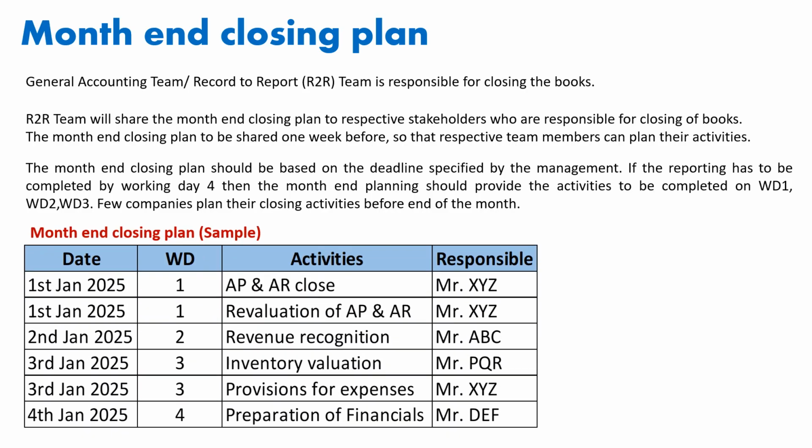Now let's take an example of how the month-end closing plan looks. So you can see in this table here, you have the date on the left side, working day, the activities which you want to close on those working days, and then the responsible person. Sometimes you may add one more column for the departments who are responsible for that. So there is no specific rule for the month-end closing plan. It depends on the nature of the business, depends on the finance team's requirement, and you can draw the closing plan with discussion with the respective stakeholders as well, so that you both are aligned. It should not happen that you pressurize someone and they are not able to support you.